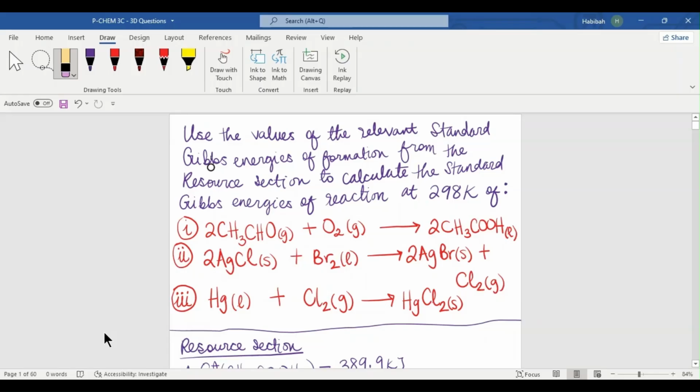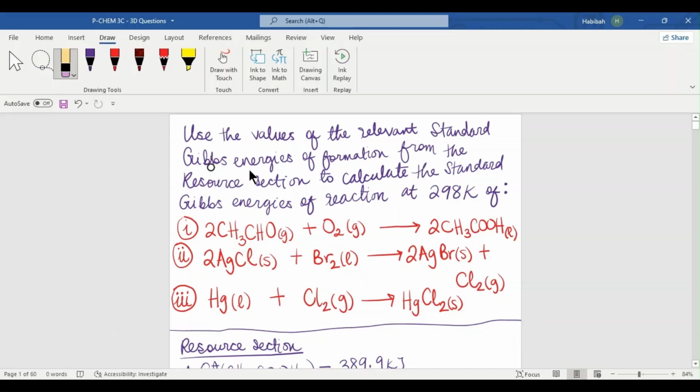Salam and welcome everyone. So today we're going to be working on the question on the screen that says use the values of the relevant standard Gibbs energies of formation from the resource section to calculate the standard Gibbs energies of reaction at 298 Kelvin of the following reactions. You have the first reaction, the second reaction, and the third reaction.